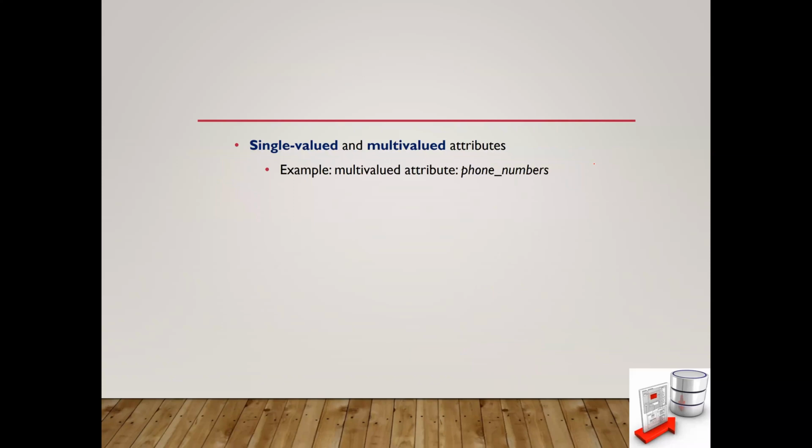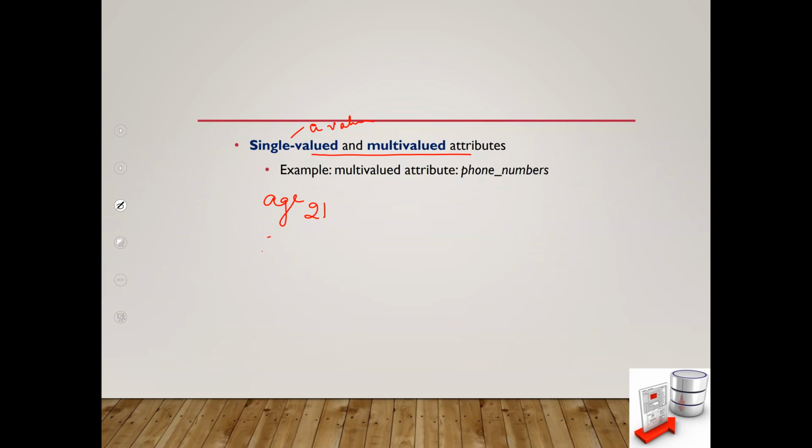Now, we'll go for the next category, single-valued and multi-valued attribute. Single-valued attribute means you can have only a value. For example, if you think about age, at a particular point of time, you will have only one age. Let's say your age is 21. That's it. As of now, your age is 21. You do have only a single age.